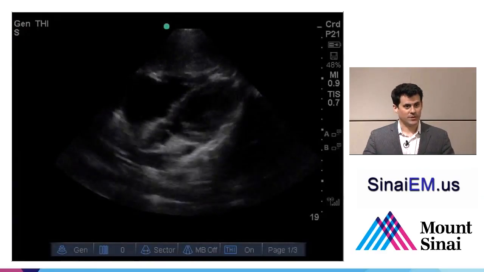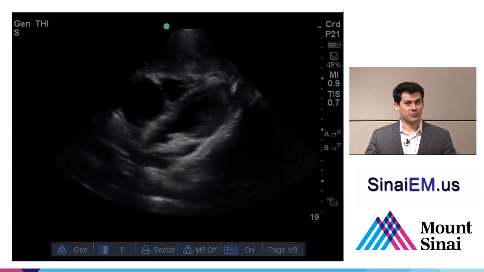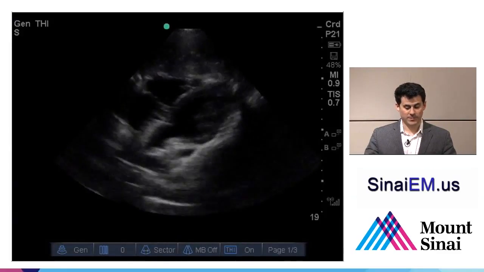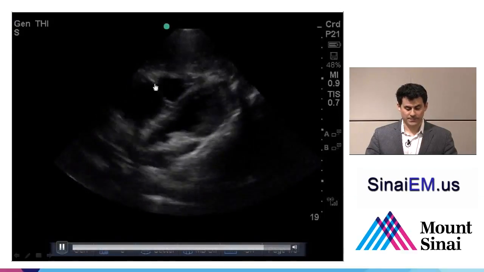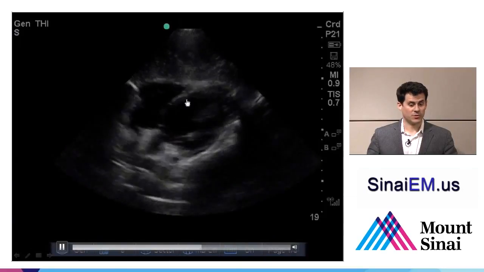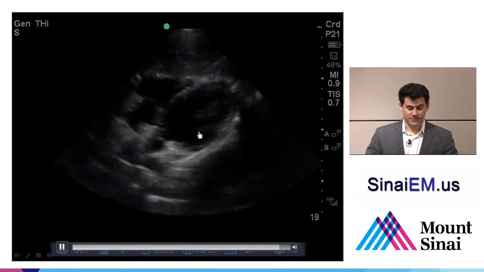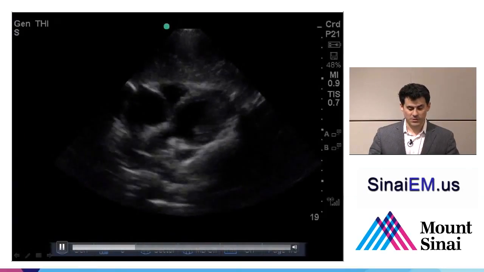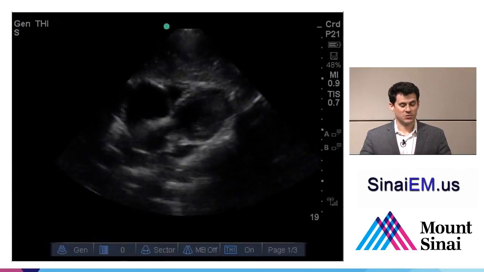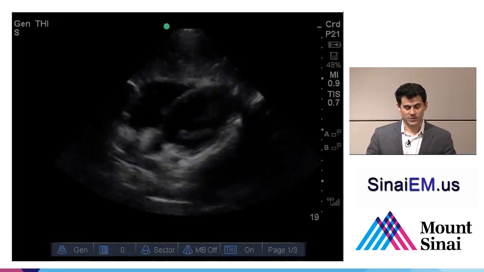So this is what a subxiphoid cardiac view would look like. In the top of the screen, we're going to see the liver, and just deep to the liver, we see bright white pericardium, followed by the right ventricle. Below the right ventricle, or deep to the right ventricle, we see the septum. Deep to that, we see the left ventricle. So just looking at this image, we can get some sense of cardiac contractility. We can get some sense that there's no pericardial effusion, and this is what it should look like.